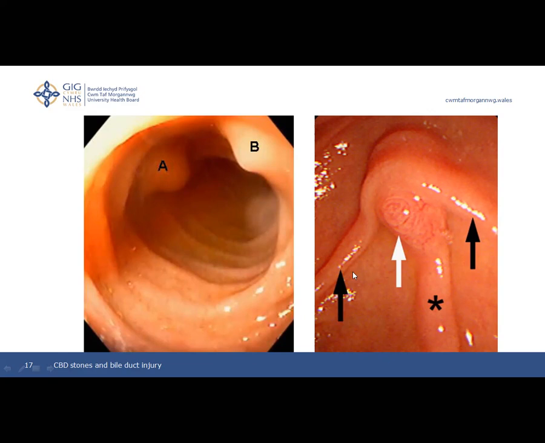So this T shape gives a landmark. The T-shaped mucosal fold gives a landmark for the ampulla of Vater during an endoscopy or an ERCP.